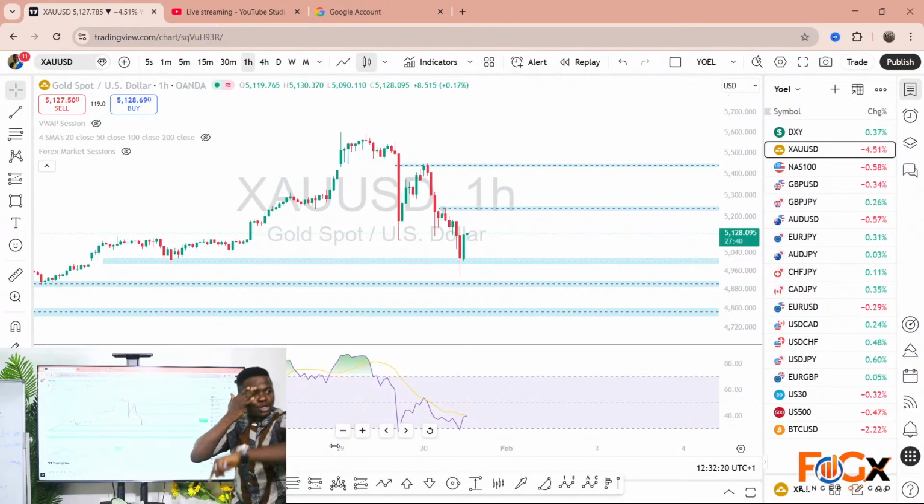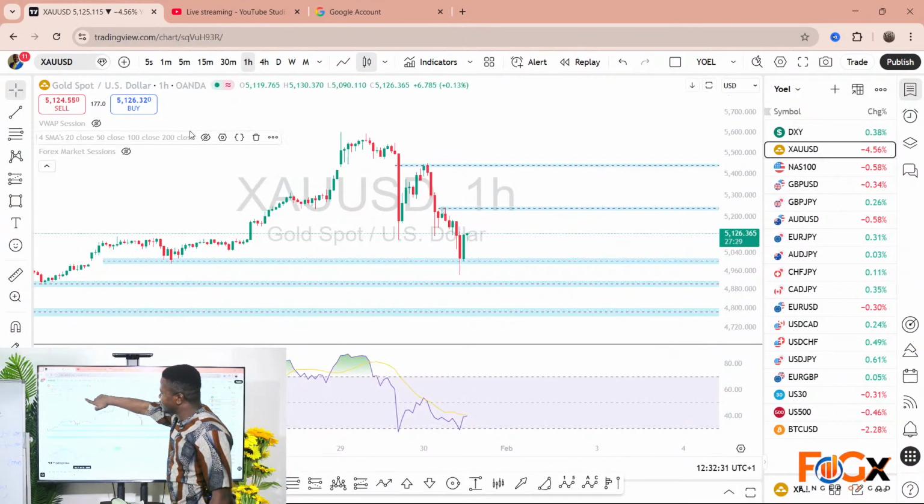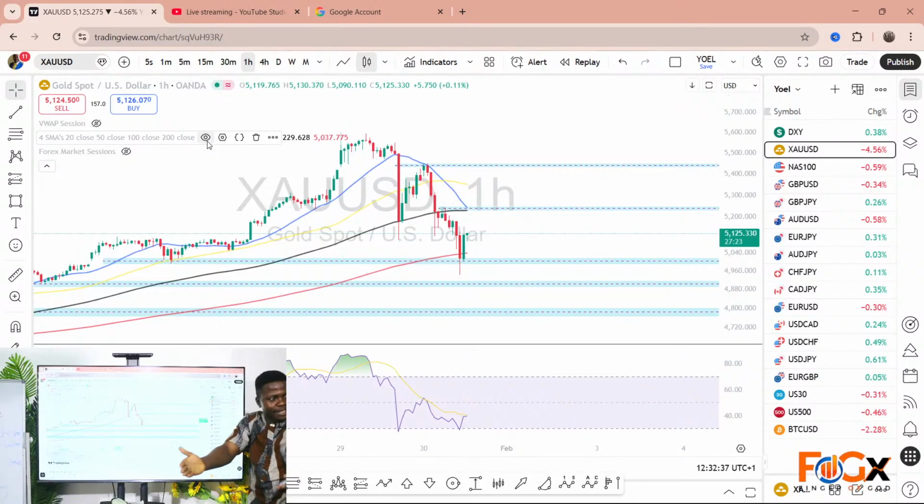Now, let me also introduce moving average. We might likely see a moving average here. Let's introduce moving average. Samuel.